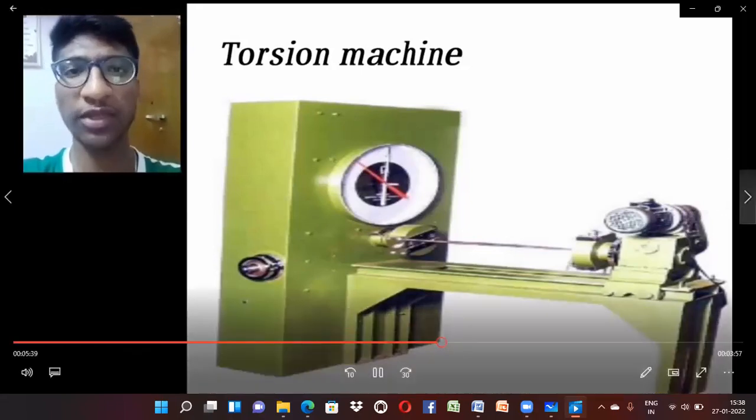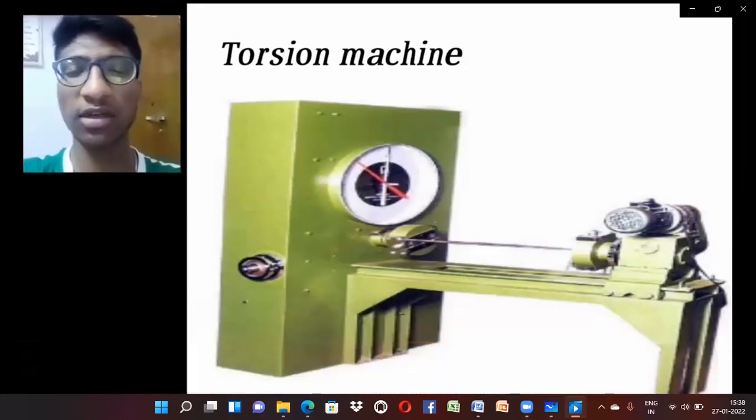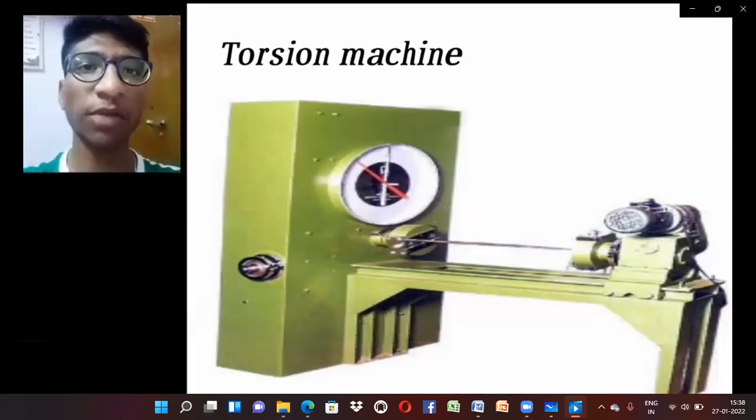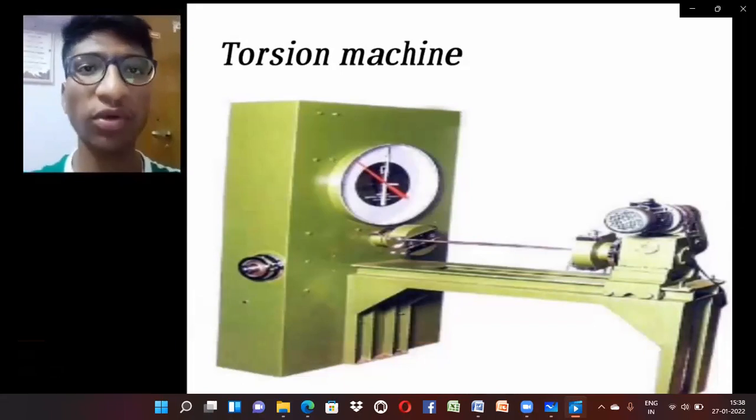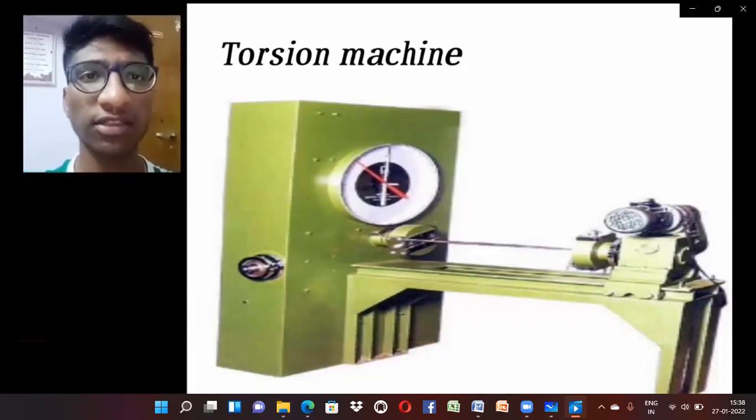Fix the specimen. Apply the torque slowly by rotating the handle to the right side of the machine. Note the torque from the torque meter and the corresponding angle of twist from the angle measuring disc. Repeat the experiment twice or thrice. Take the 6 readings and average all of them. We have to calculate the rigidity modulus.